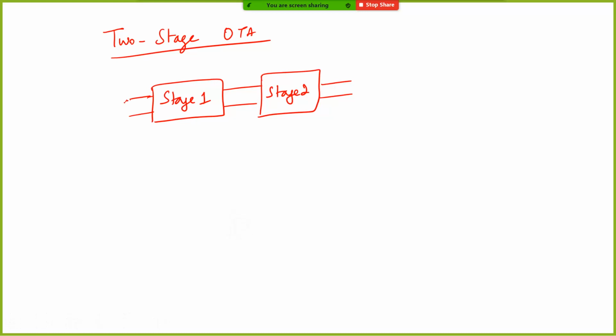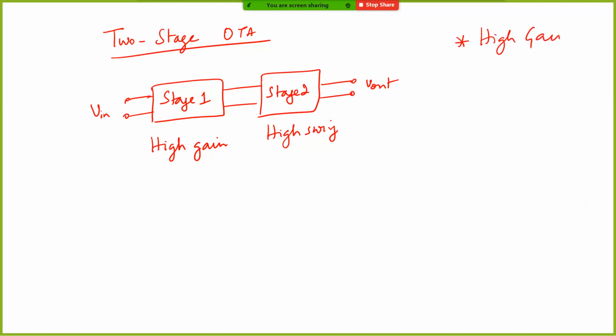Now, the way in which this is designed is that, let's say this is the input and this is the output. The first stage is designed such that you have high gain, and the second stage is designed such that you have high swing. Basically, this topology can provide you with high gain and high swing.